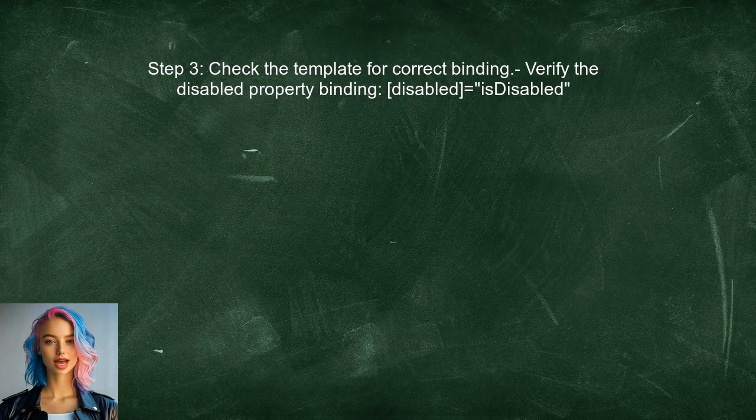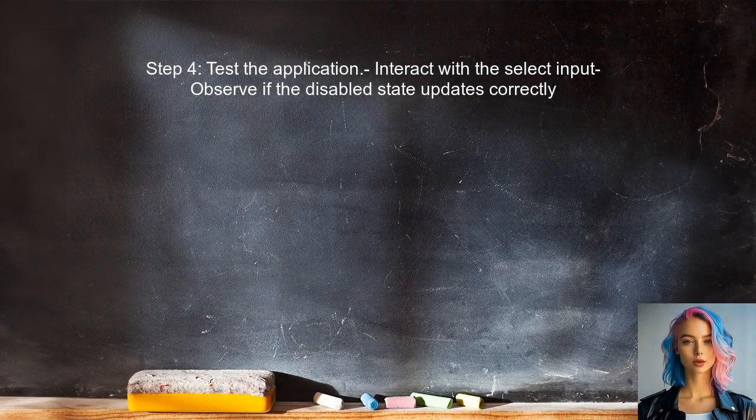Now, the user should check the template to ensure that the binding for the disabled property is correctly set up. The user should confirm that the syntax is correct and that there are no typos. Finally, the user should test the application to see if the changes take effect. They can do this by interacting with the select input and observing if the disabled state updates as expected.